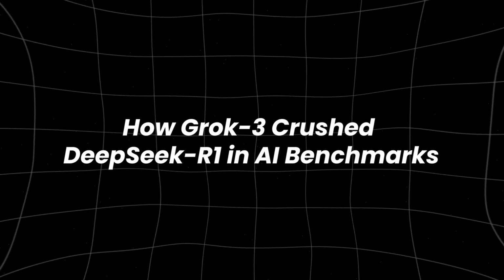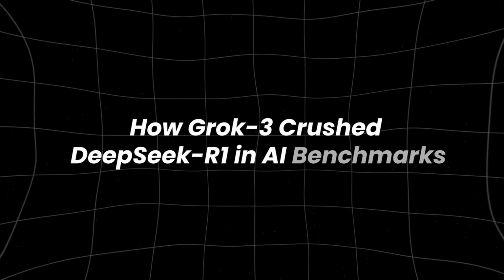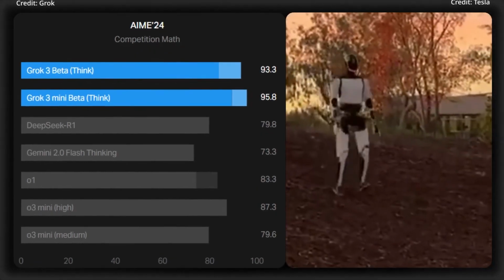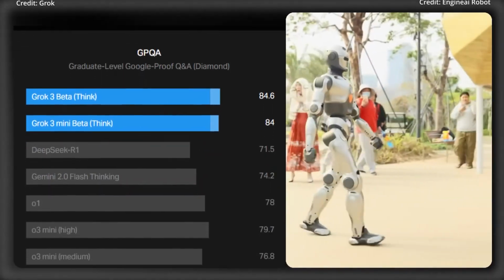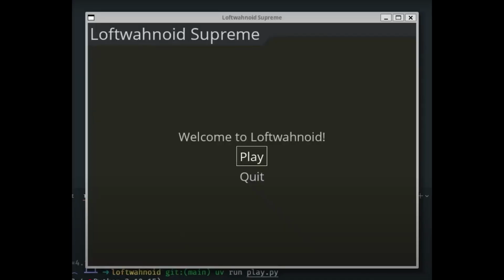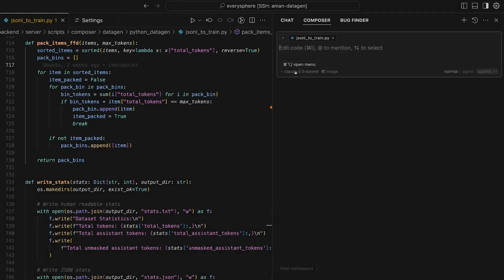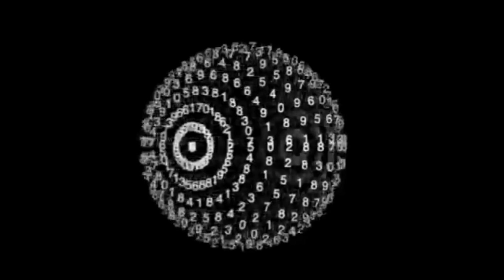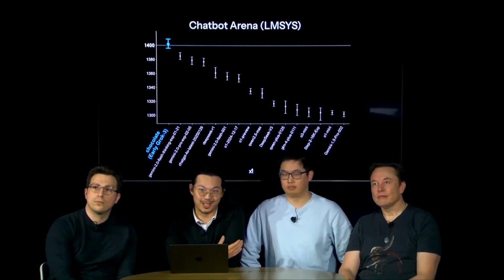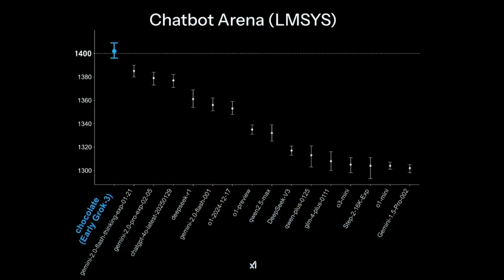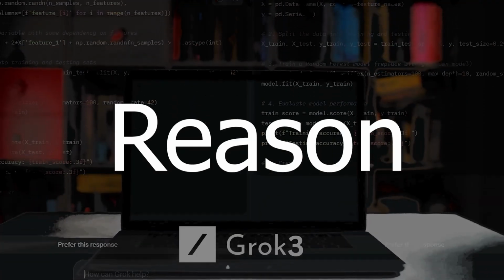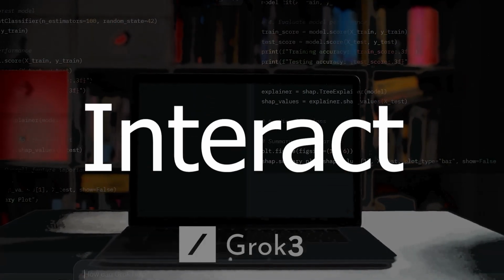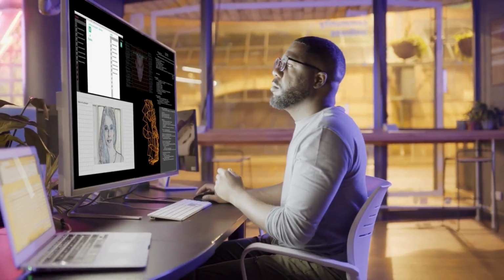How Grok-3 crushed DeepSeek R1 in AI benchmarks. When it comes to AI performance, benchmarks matter. They provide a clear way to measure how well models handle real-world tasks. Chatbot Arena is one of the most trusted AI benchmarking platforms, where different LLMs are blind-tested by users. Grok-3 not only scored the highest ever recorded on the platform, but it also left DeepSeek R1 behind in reasoning, logic-based queries, and complex problem-solving.